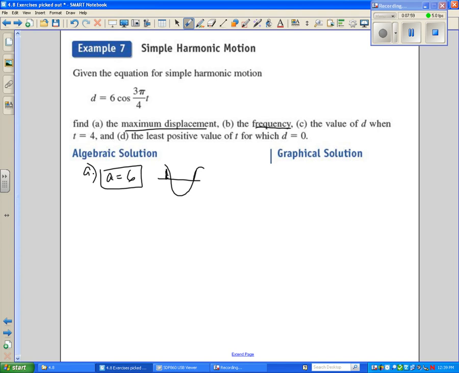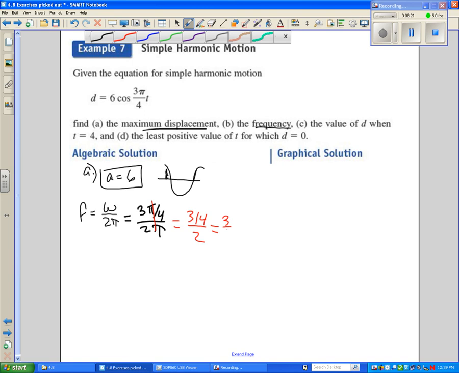The frequency is the reciprocal of the period, and it's omega divided by 2 pi. This is our frequency. Omega is in the place of the B spot, so it is 3 pi divided by 4 divided by 2 pi. Notice the pi's cancel. We've got 3 divided by 4 divided by 2. You can remember properties of fractions to know that this is 1 divided by 2, which becomes 3 divided by 8. 3 divided by 8. And that is cycles per unit of time, whatever unit of time that is. And it doesn't tell you what unit it is, so you just got to write it out that way. That's the frequency.